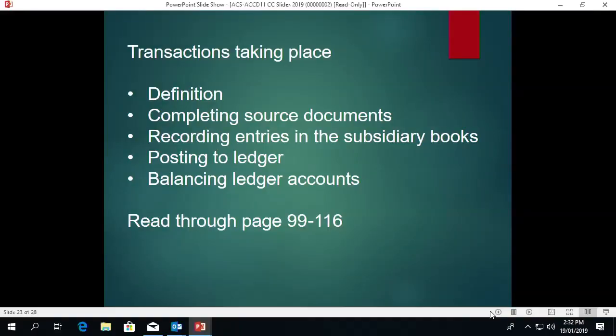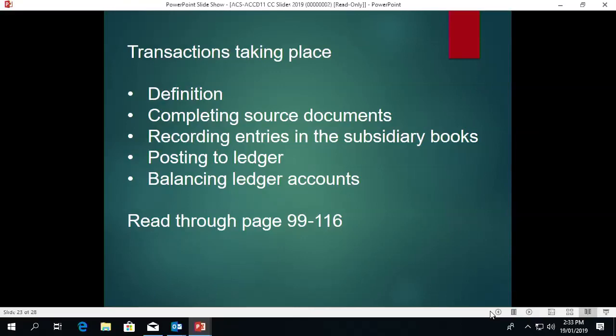And then when the transactions are taking place with the books of first entry, students, it's very important that you know the definition. I have just given you the definition. It's very important that you know the source documents. All the books of first entry have a source document. If the customers buy cash, what do you get? It's either you get a receipt. When the customers buy on credit, what do you get? It's a credit note. It's very important that you know the source documents.